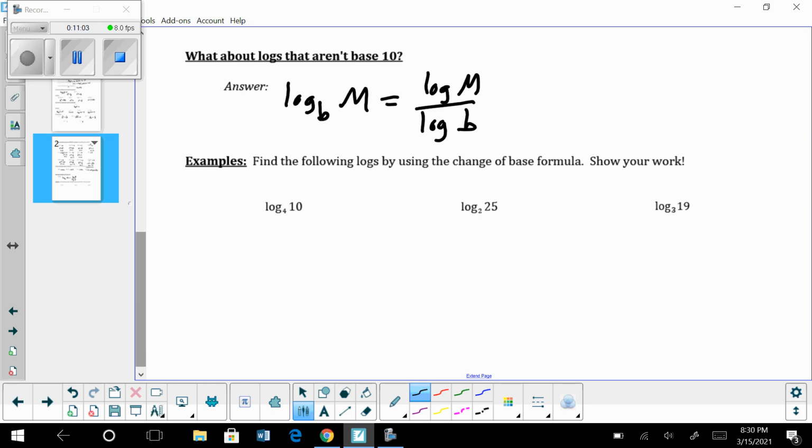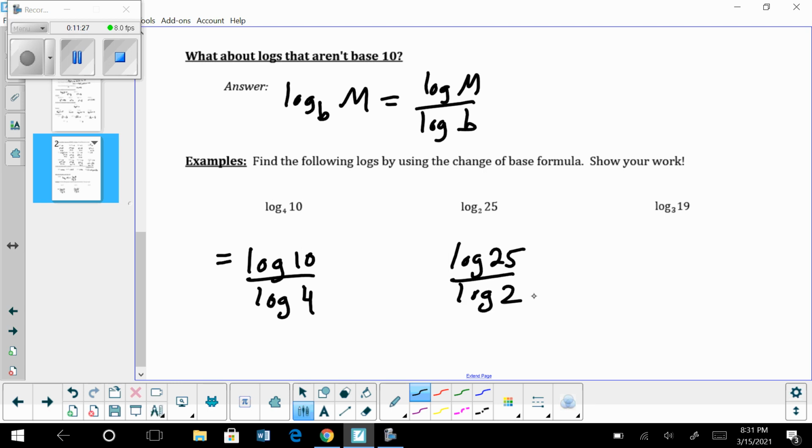Okay, and so then you could either leave it this way if your calculator does those kind, but if not, and you had to use the change of base formula, it would be log of 10 over log of 4. This would be log of 25 over log of 2. This would be log of 19 over log of 3. Notice that those are all common logs. They all had base 10.